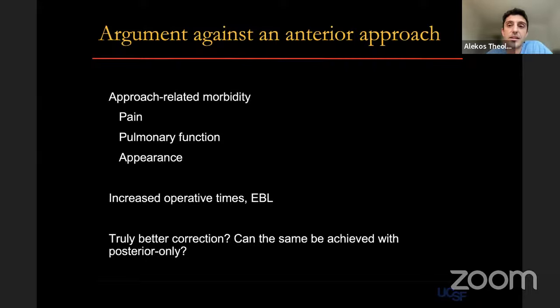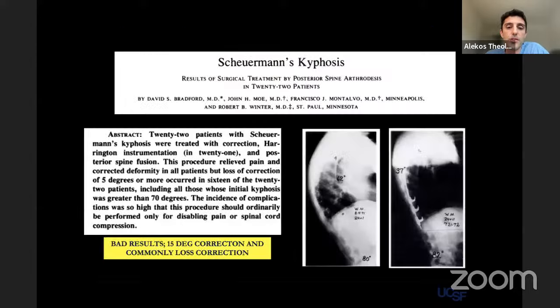Now, the arguments against an anterior approach, there are several: approach-related morbidity, pain, pulmonary function, appearance of having an additional scar, especially as an open thoracotomy incision, increased operative times, 2 stages, and increased EBL. But it really brings up the question: does it provide better correction? And can the same be achieved with a posterior-only operation?